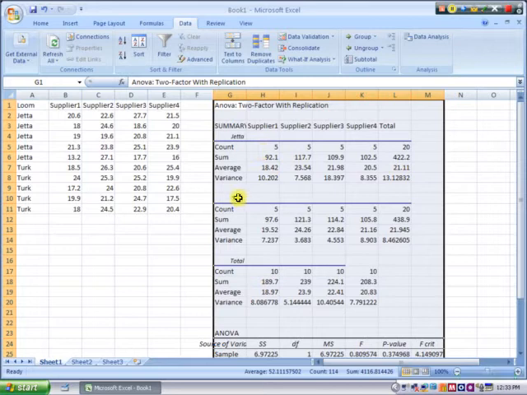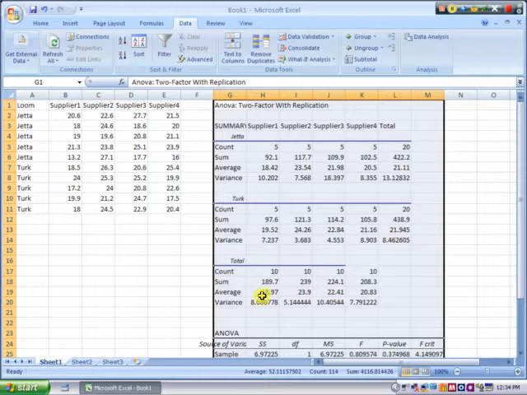For Turk, same thing, supplier 1 for Turk, the average tensile strength 19.5. For supplier 2 for Turk, etc., etc. And over here, the average tensile strength for Turk, 21.945. Now notice the two average tensile strengths for the two samples, very little difference. You wouldn't think there's a significant difference there.